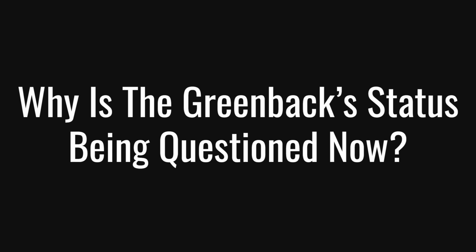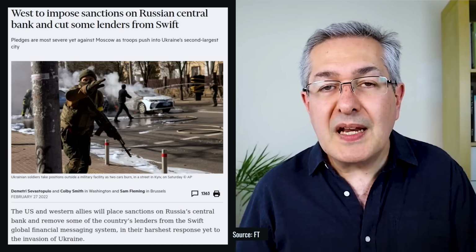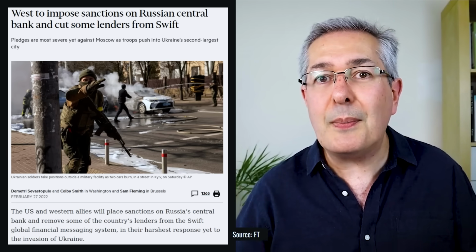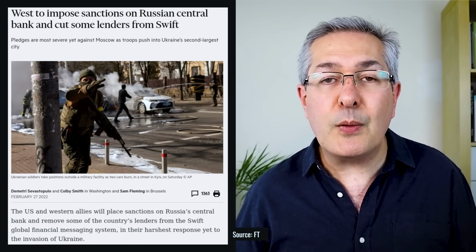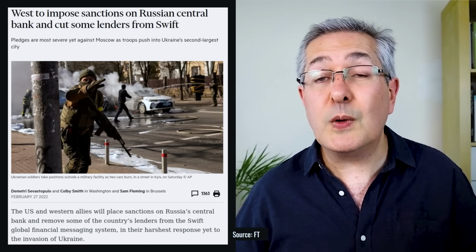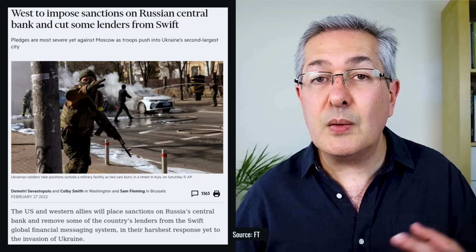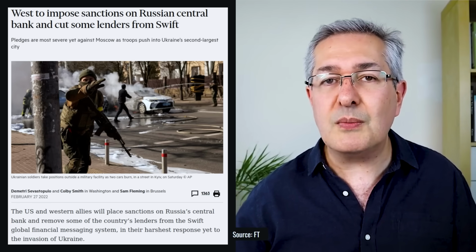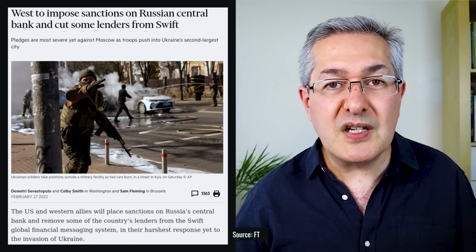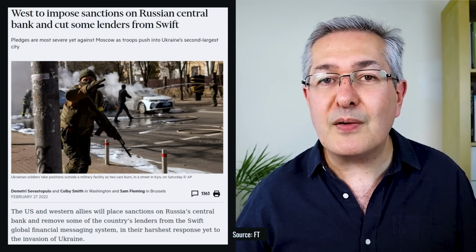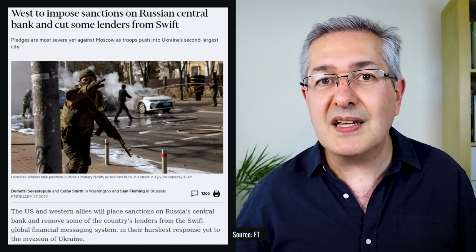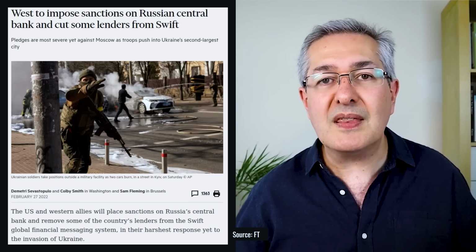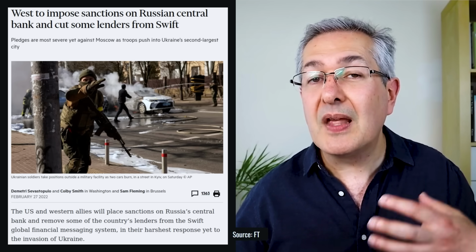So why is the greenback being questioned now? Well, many people have pointed out that the dollar was used as a kind of weapon. It's been weaponized as a currency, and that was in the wake of what happened when Russia invaded Ukraine, when the US and many of its allies confiscated reserves from the Russian central bank. So other regimes around the world are worried about falling foul of Western government policy, foreign policy, and so perhaps they're moving their money out of the dollar as a result.